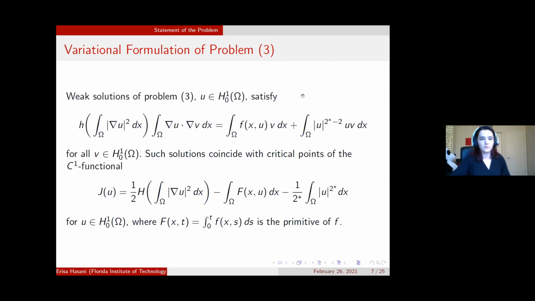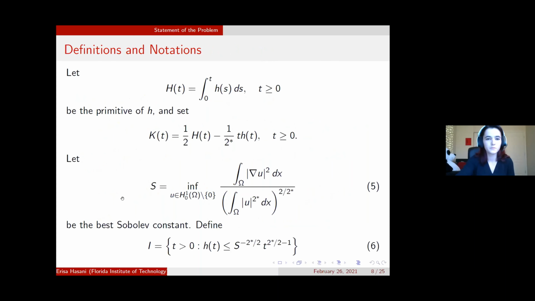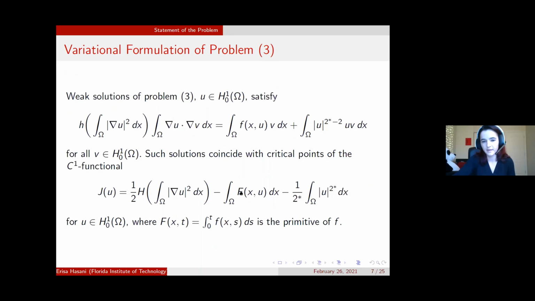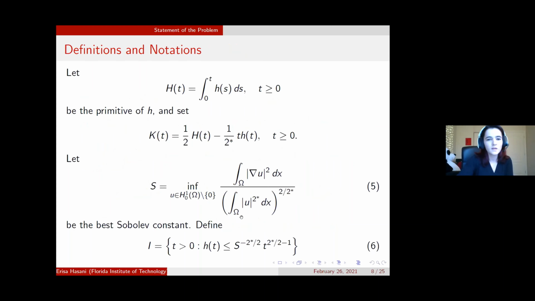Once again, weak solutions of this problem will satisfy this equation here, which is just integration by parts, and we also have the corresponding C^1 functional in the same space. Here H denotes the primitive of small h, and big F denotes the primitive of the function f that we mentioned before. Here are some notations that will be useful. Again, capital H is the primitive of small h, and we define k of t as this difference here for any t bigger or equal than 0.